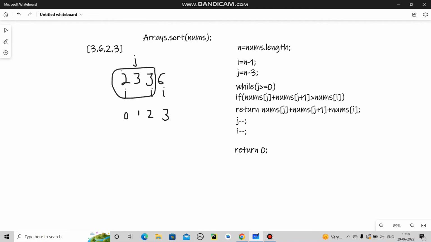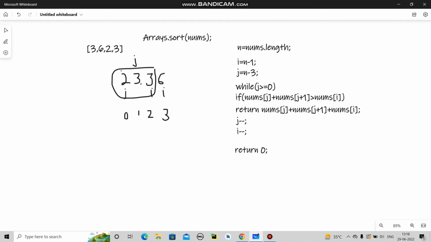We will apply the same condition here: if nums of j plus nums of j plus 1 is greater than nums of i, and here 2 plus 3, that is 5, is greater than 3. So we are simply returning the sum of the sides.